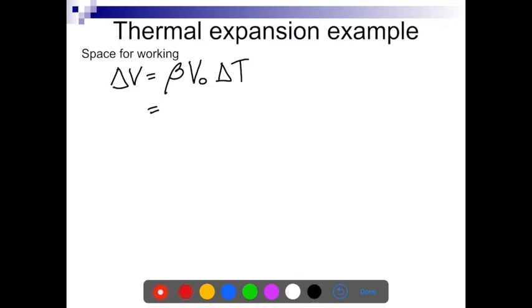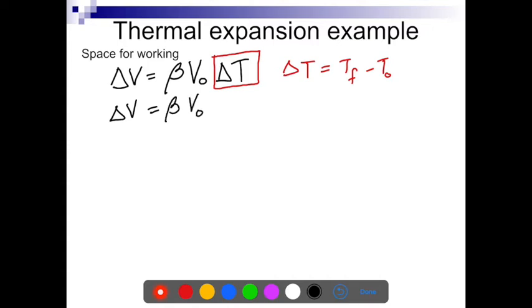Note that the change in temperature, delta T, is equal to the final temperature minus the initial temperature. So we can write down this equation on the change in volume as beta V0 multiplied with the final temperature minus the initial temperature. We are given the values for beta, V0, T final, and T0.